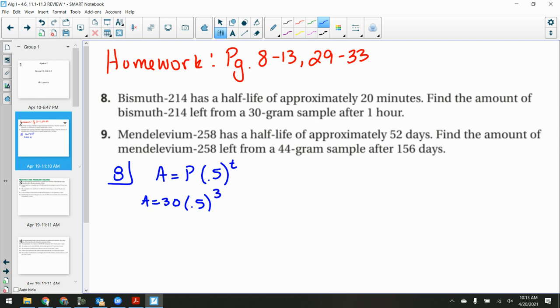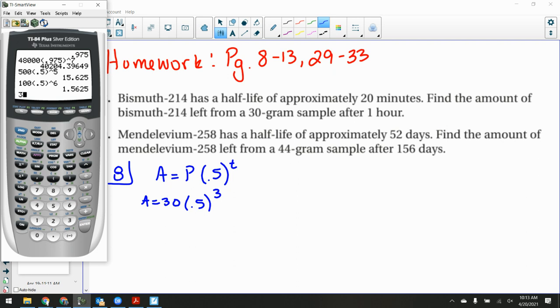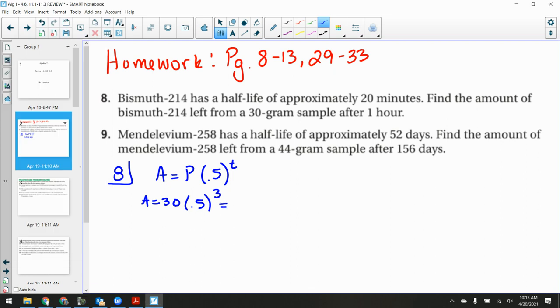30 times 0.5 to the third power. 30 times 0.5 to the third power, and that will get me 3.75. Does that make sense, Kyler? Do your homework.